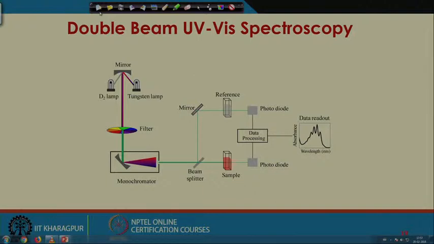So, basically the light beam alternately passes through the reference cuvette and the sample cuvette. When the light beam passes through the sample cuvette, it measures I. When the light beam passes through the reference cuvette, it basically measures I 0.